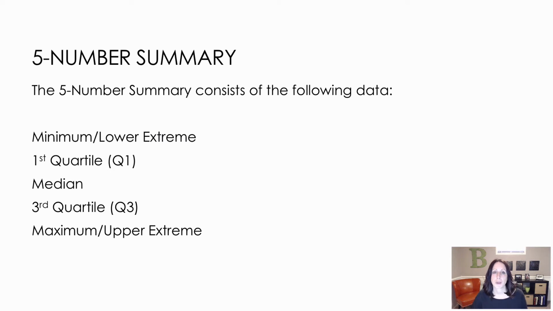So a 5-number summary gives us some values in our data set, and those values are the minimum. Sometimes you'll see that called the lower extreme, but really it's just the lowest value in our data set. The first quartile, which of course is our 25th percentile, which is also the median of the first half of the data. The median, which is our 50th percentile, it's the middle of our data. The third quartile, which is the 75th percentile. And then the maximum or the upper extreme, which would be whatever our highest value is. So we can see we're just finding all 5 of those values.